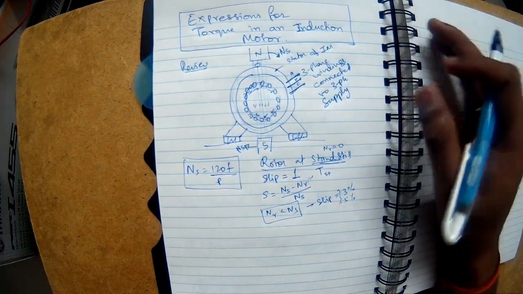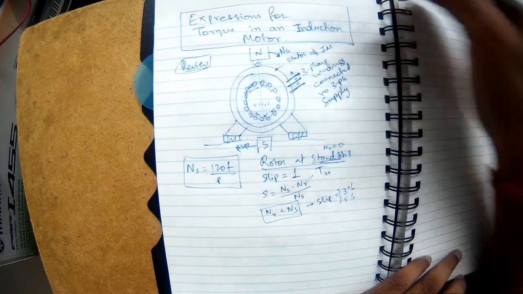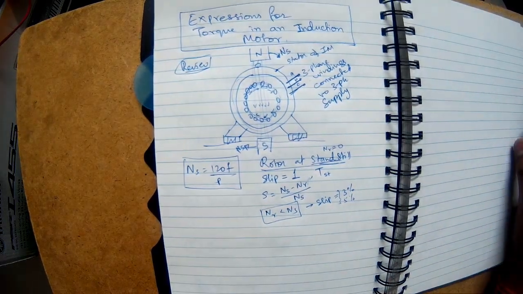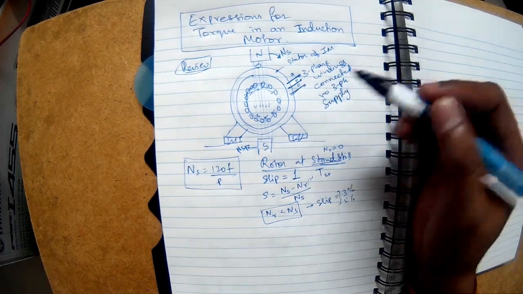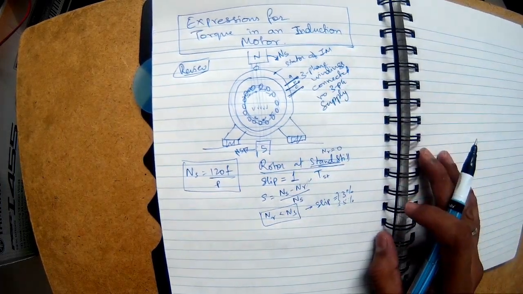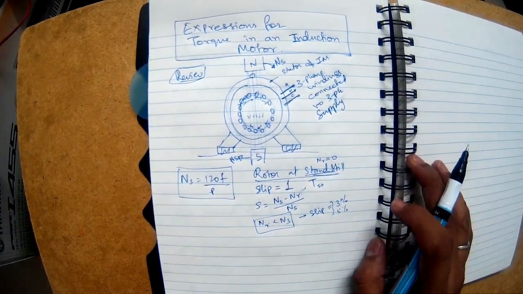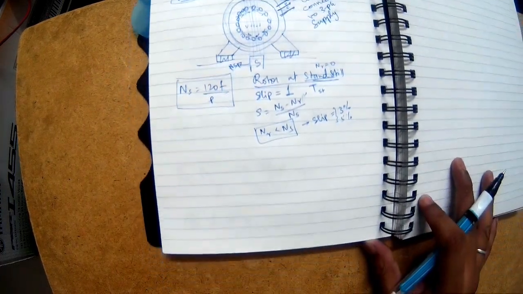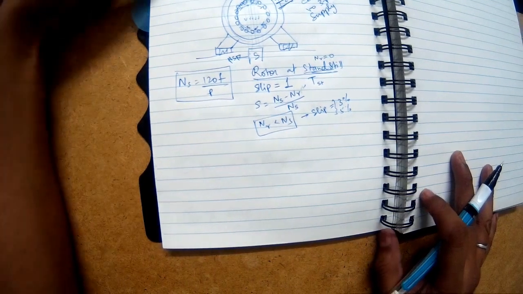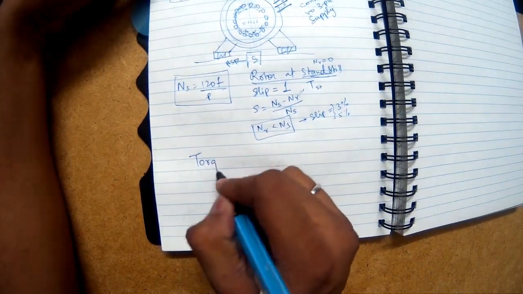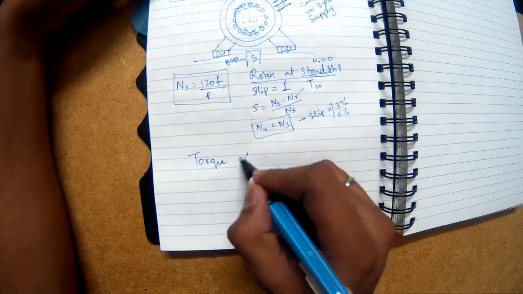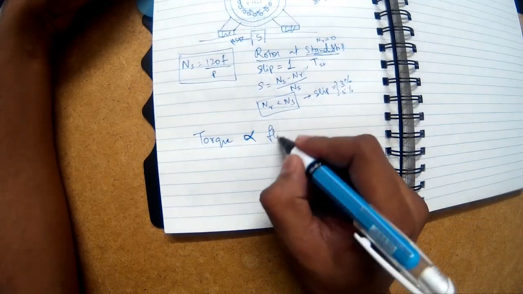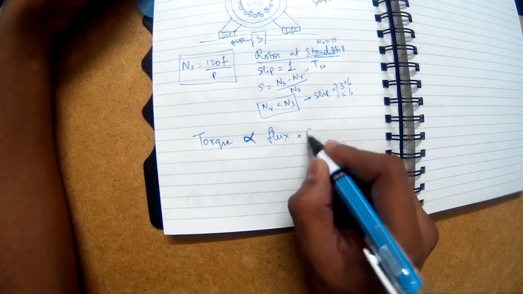So this was the review of how the torque is generated in an induction motor. Now the question is, what is the mathematical expression for the torque generated in an induction motor? Let's continue with that. If you go back to DC machines, the torque is proportional to the product of flux and current.